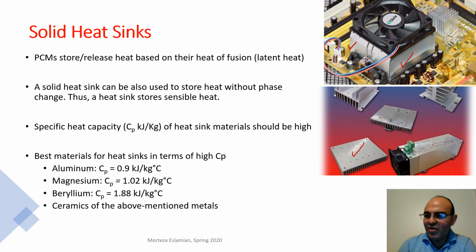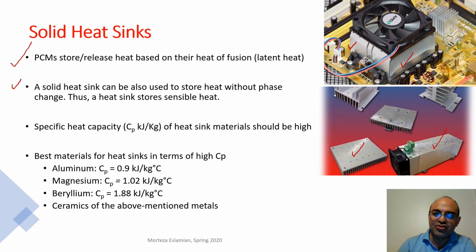So why are these used? Because they do a job very similar to phase change materials. Even though there is no phase change, aluminum always remains solid, but it does have the capacity of absorbing and then releasing heat. So PCMs store and release heat based on their heat of fusion or latent heat of phase change, solid to liquid, liquid to solid.